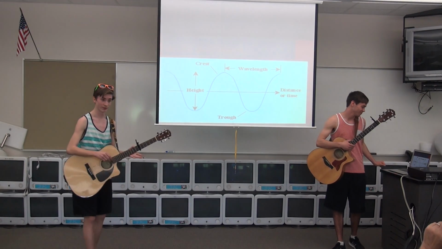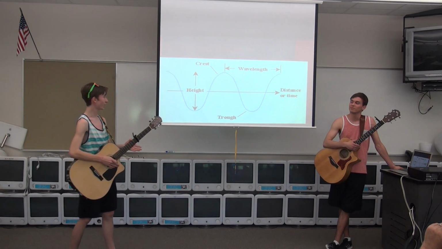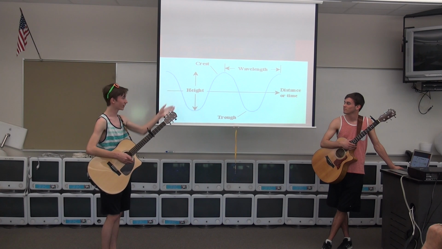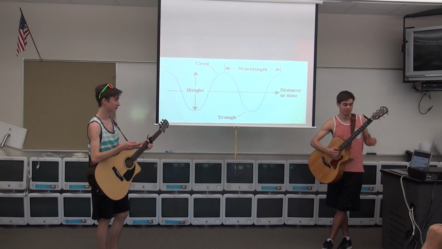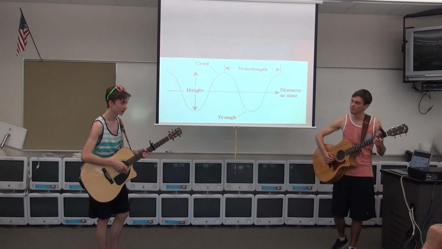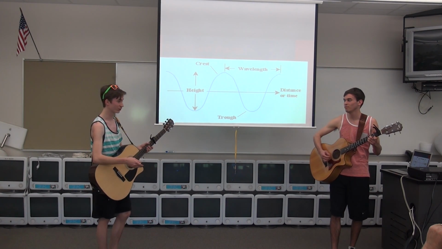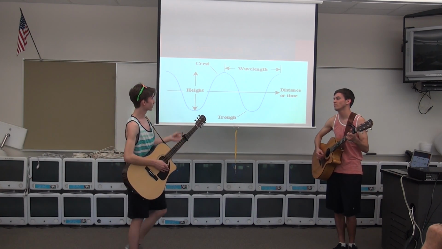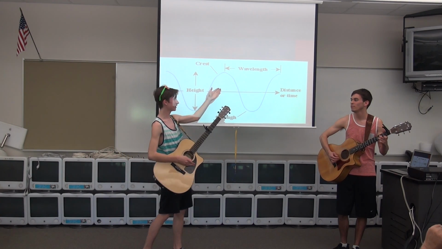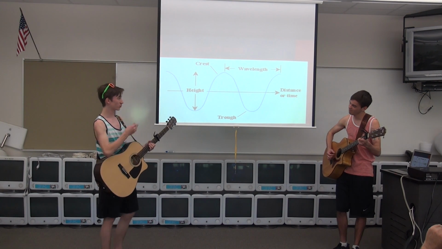So sound brings us to waves, obviously. The height of a wave, also known as the amplitude, is directly proportional to the loudness, so it directly affects how loud it is. A small amplitude wave, such as this, is very quiet, and a large amplitude would be louder. And that brings us to wavelength, which is the distance between the crests of the wave.